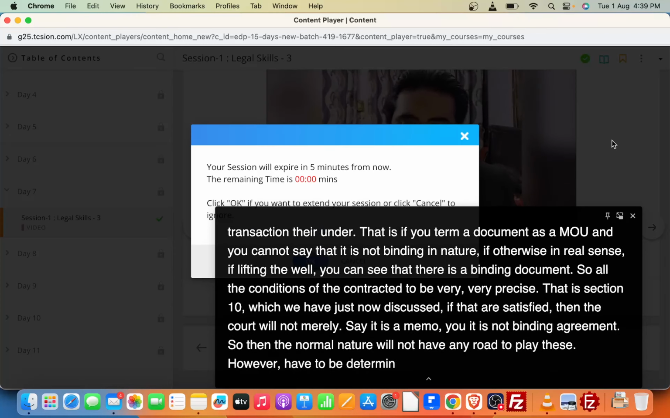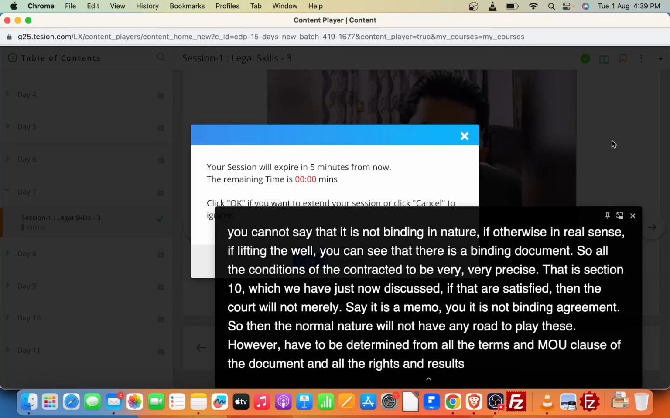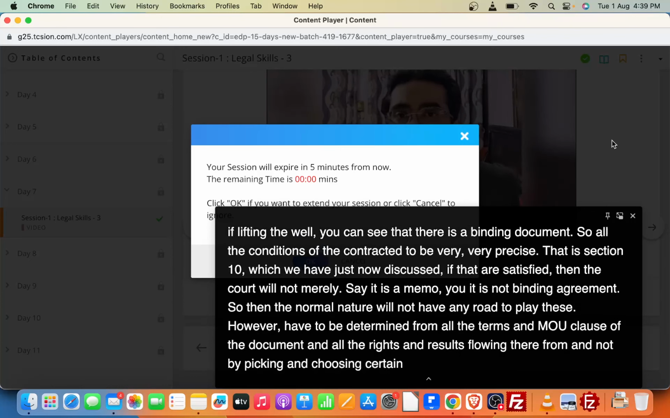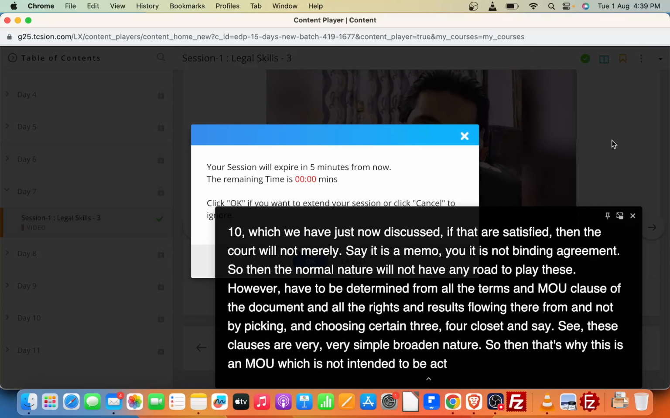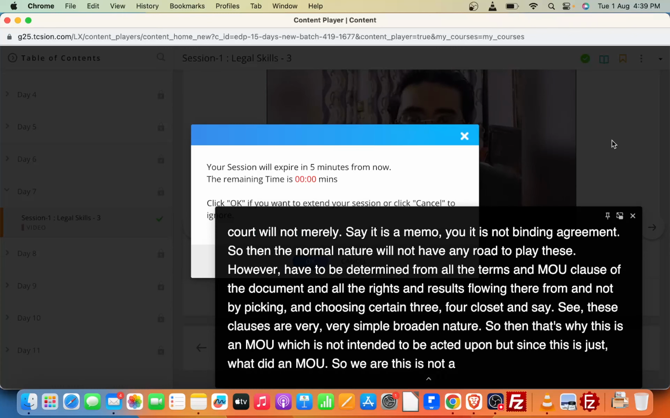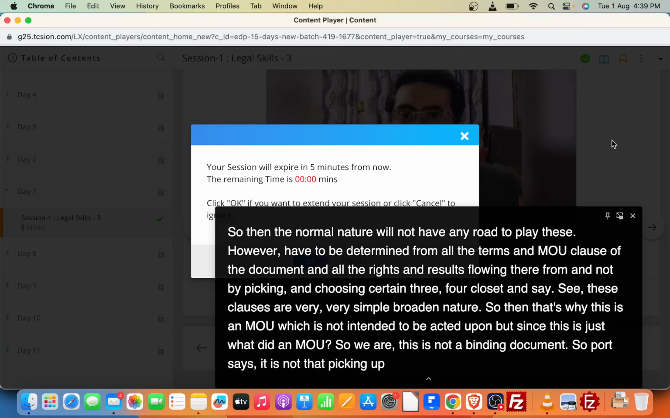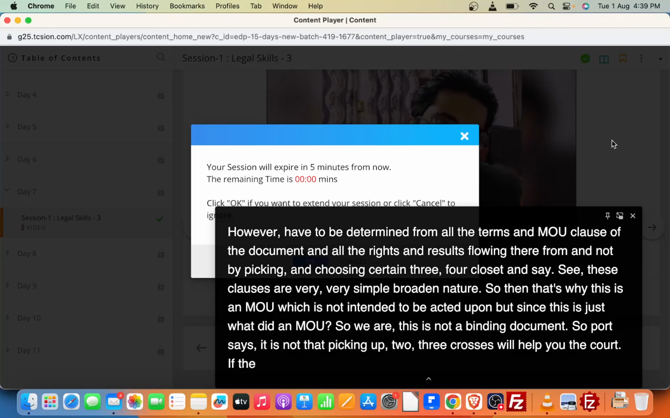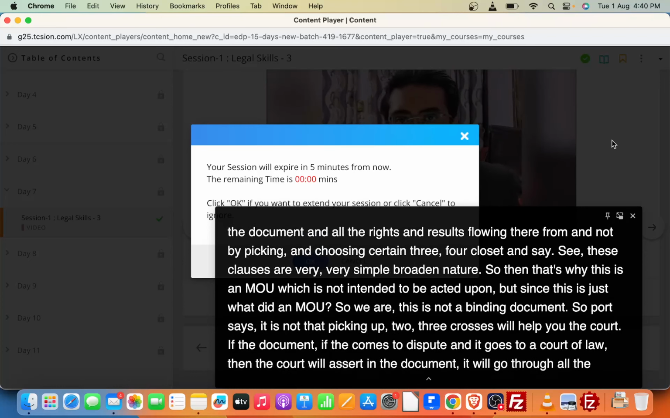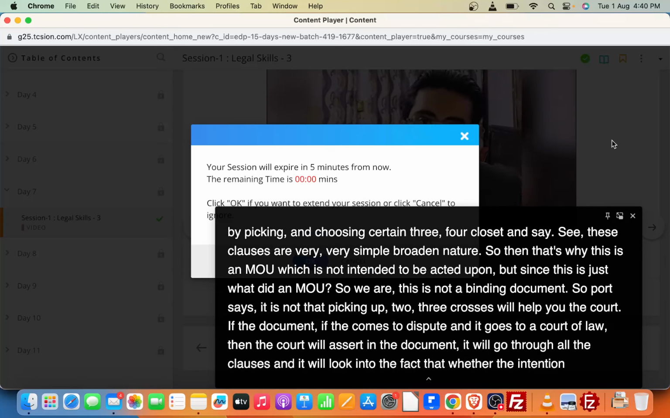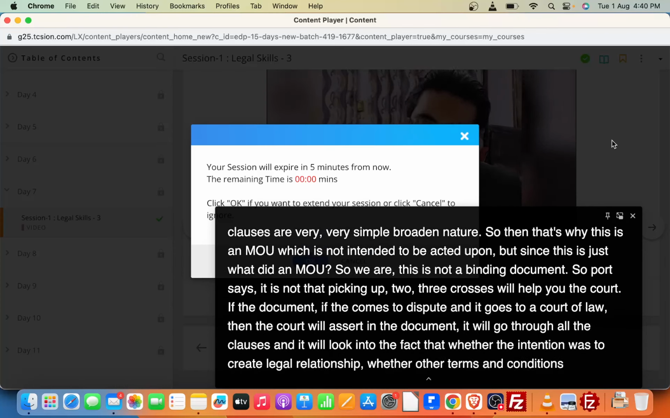These, however, have to be determined from all the terms and clauses of the document and all the rights and results flowing therefrom, and not by picking and choosing certain clauses. So you cannot just pick and choose 3-4 clauses and say, see, these clauses are very simple and broad in nature, so this is an MOU which is not intended to be acted upon, and since it is just worded as an MOU, it is not a binding document. The court says picking up 2-3 clauses will not help you. If the document comes to dispute and goes to a court of law, the court will go through all the clauses and look into whether the intention was to create a legal relationship, and whether the other terms and conditions of the Contract Act were satisfied.